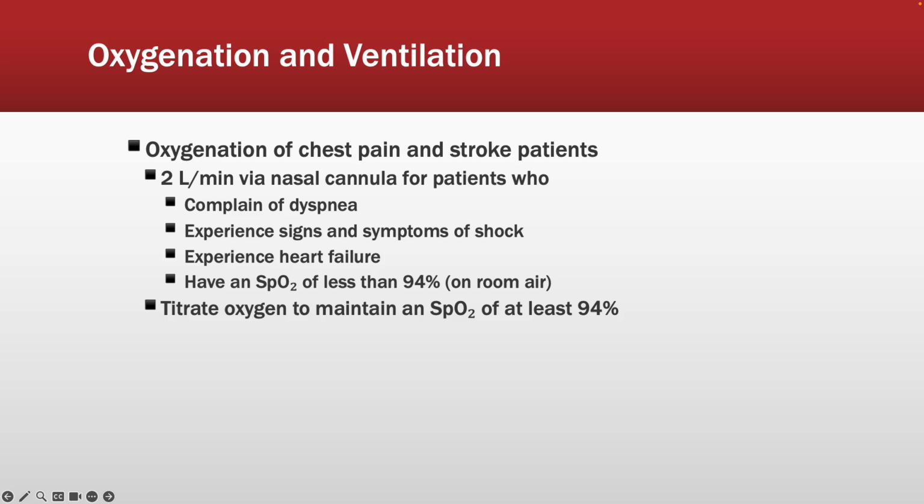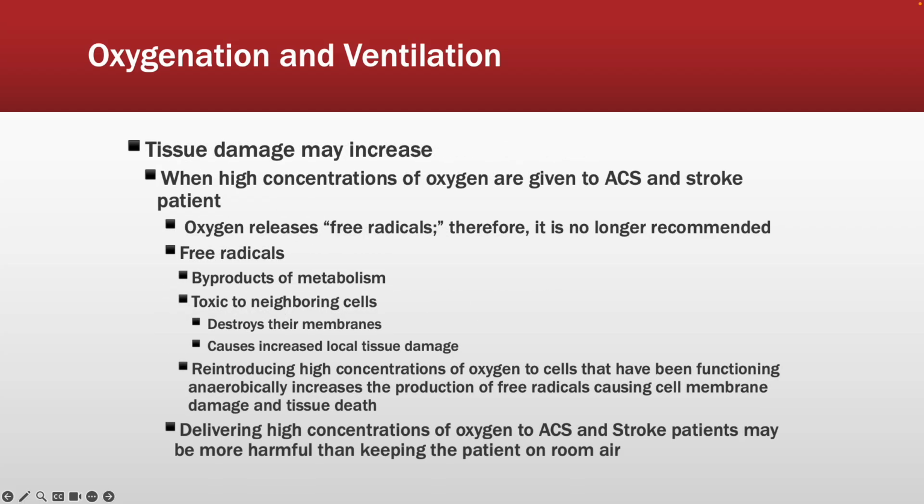Like I said earlier, the goal is no longer to get them to 100%. We need to get them perfusion. We need to get them enough oxygen to do that, which 94% usually does. Tissue damage may increase when you have high concentrations of oxygen in acute coronary syndromes and stroke. Basically what I was talking about earlier. To get a little bit deeper as to why, high concentrations of oxygen release free radicals. Therefore, it is no longer recommended.